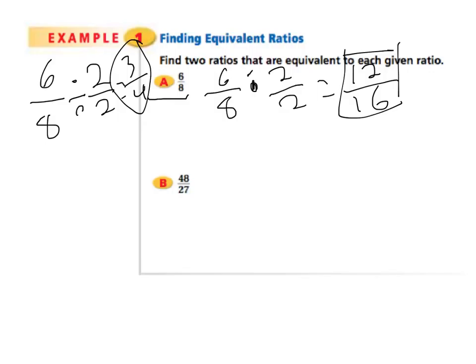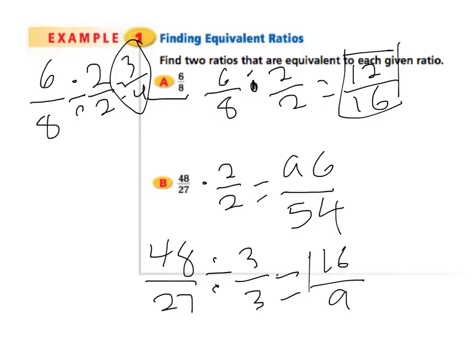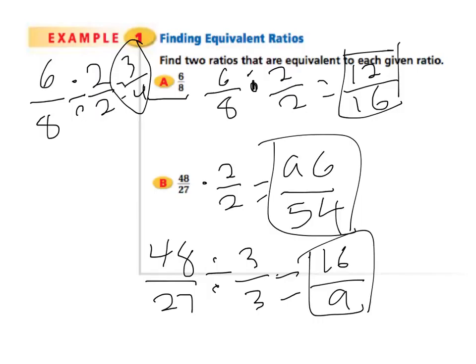Okay? 48 over 27. Again, one ratio. A common way we can find one is just multiply it by the same number. I'm going to multiply it by 2 over 2. And we're going to get 96 over 54. That's an equivalent ratio because we're multiplying the top and bottom by the same number. We can also find it by doing division. And we can divide by 3 over 3. And we'll get 16 over 9, and that's also an equivalent ratio. There can be more than one. I can multiply by 3, I can multiply by 4. There's multiple ways to find equivalent ratios.